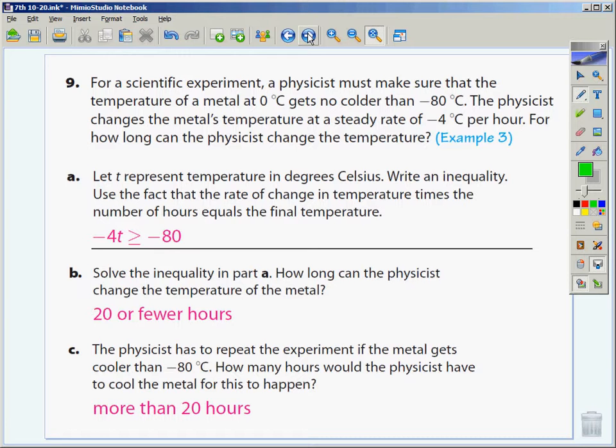For part A, you should have ended up with a negative 4t is greater than or equal to a negative 80. Part B, it'd have to be 20 or fewer hours, and Part C would have to be more than 20 hours.